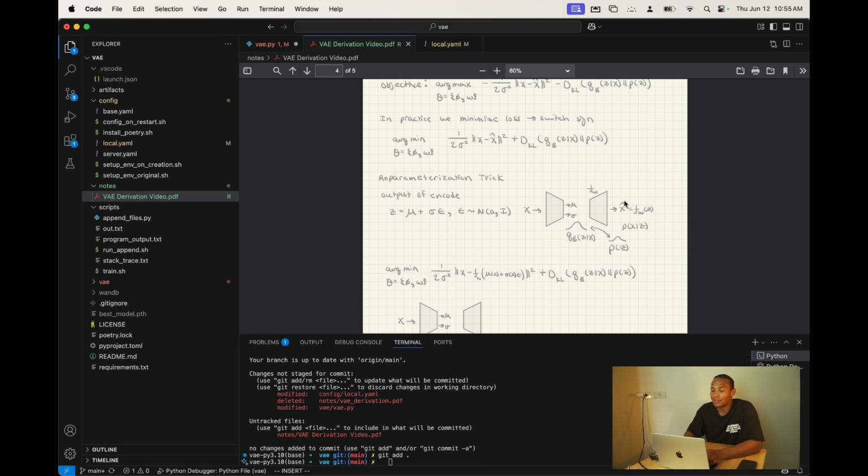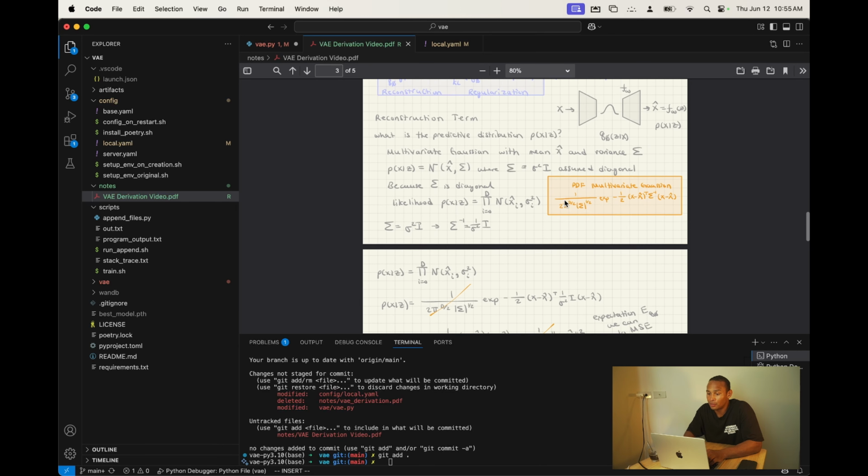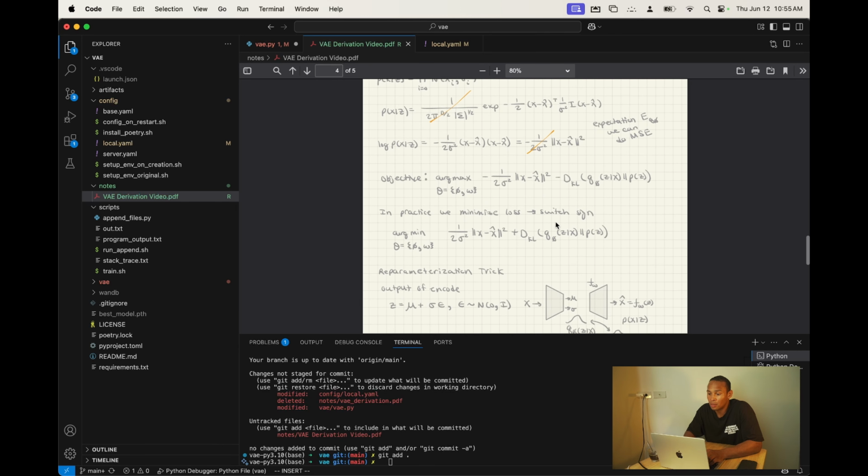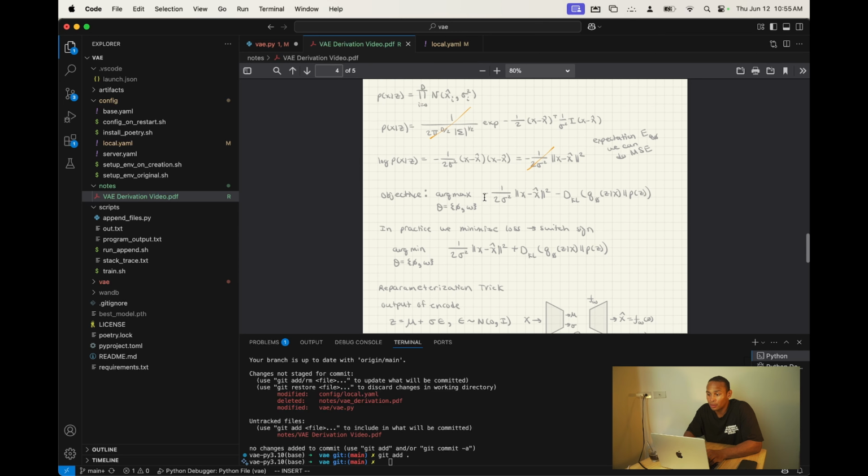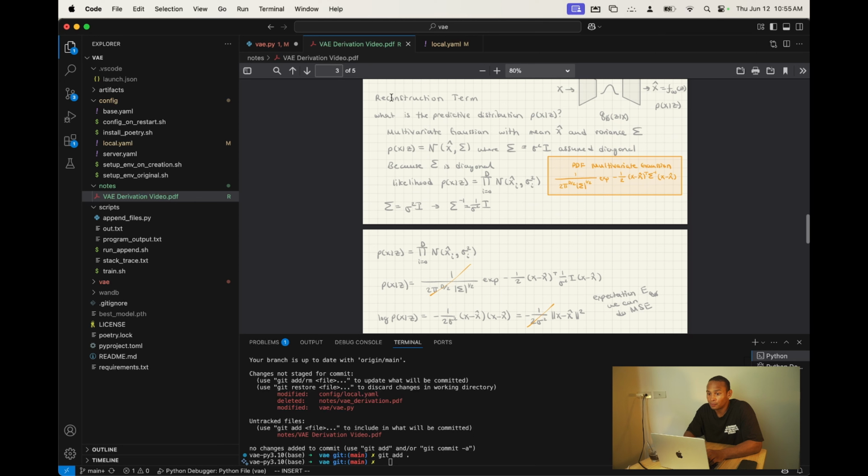And then we're going to generate a reconstruction loss and a regularization loss according to this right here, this equation. And then we're going to backpropagate that loss through the network.